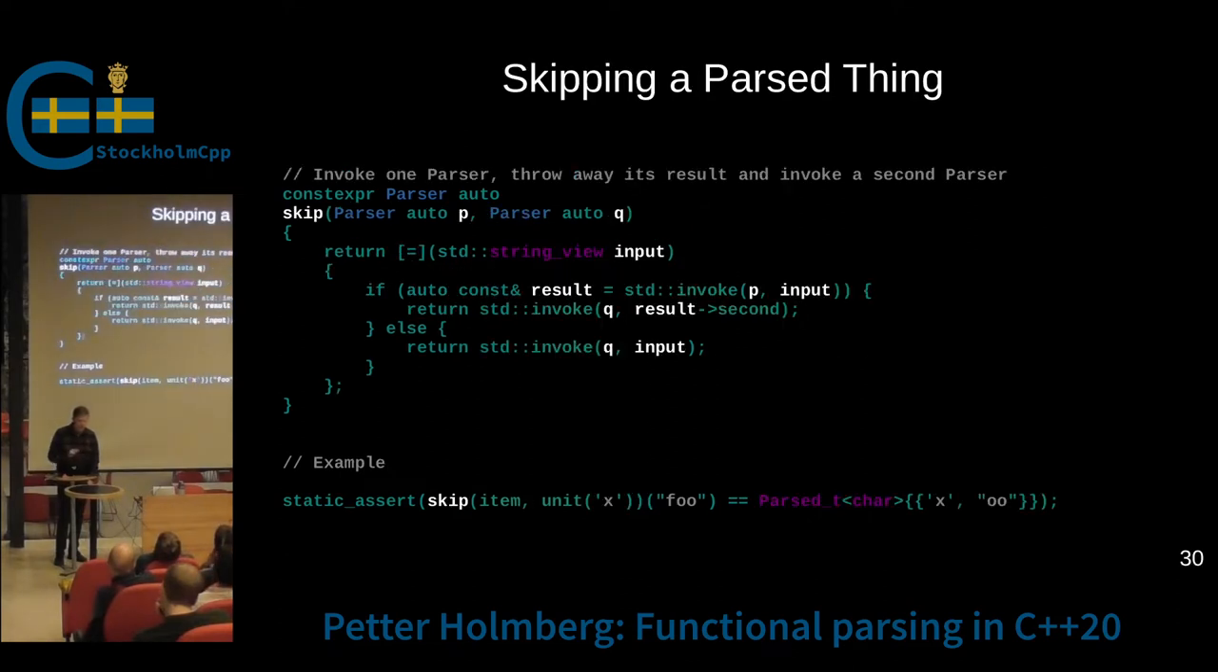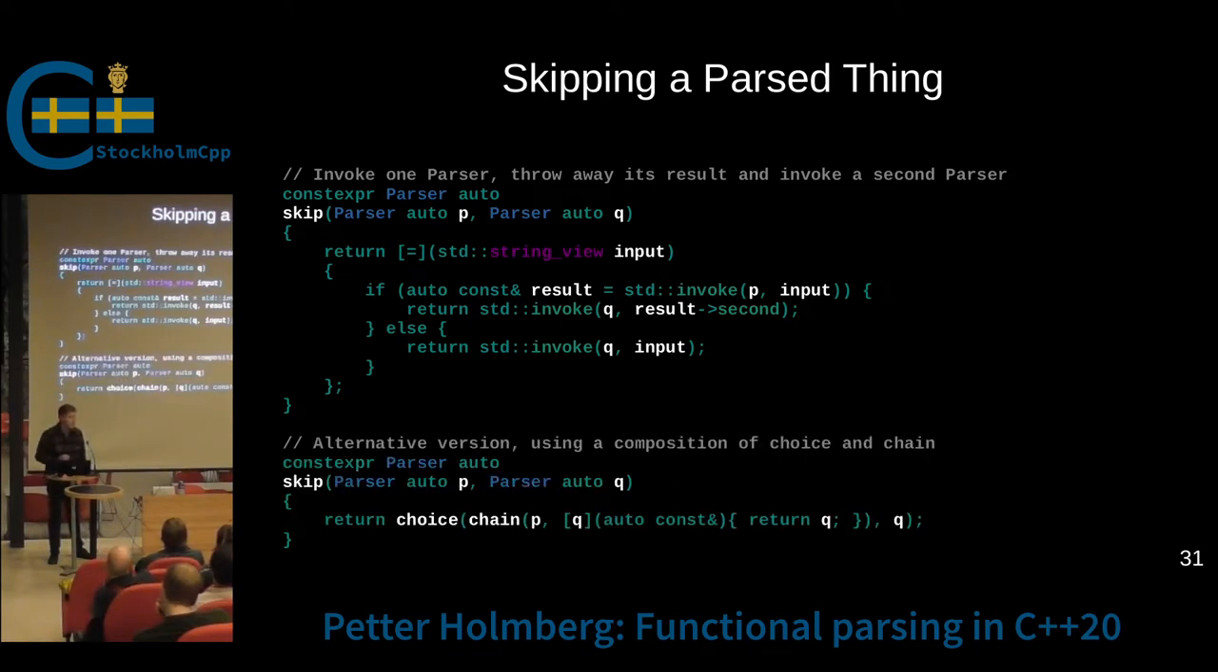All right, so these choice and chain functions are very useful together. Suppose you want to write a parser called skip. It's almost exactly like choice, but the idea here is we parse with parser p, and then we just throw away the result, whether it succeeded or not, and return the result of q. So you could implement that. That's fairly simple. If you skip item and use unit of x of foo, then you would get x and the o's, right?